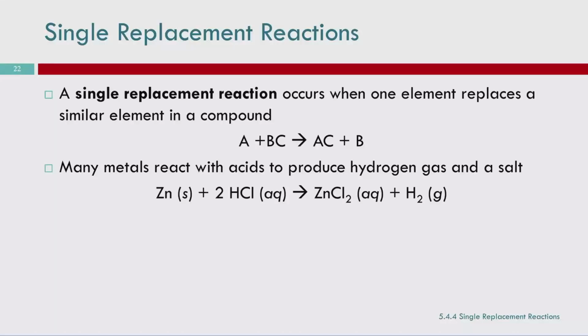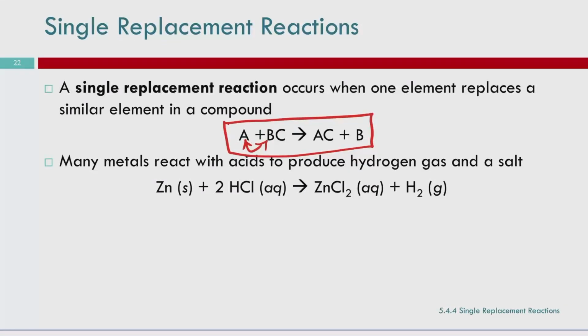And the general form for these is A plus BC goes to AC plus B. So A and B have swapped places. So instead of B being with C, A is now with C. So we've swapped out one of our chemicals. You could also have it so that A swaps out C instead.